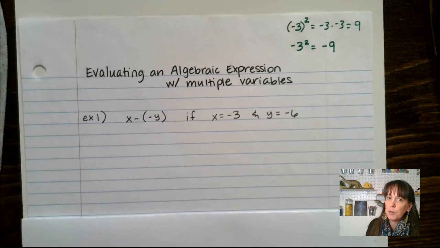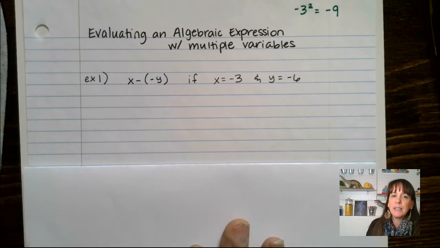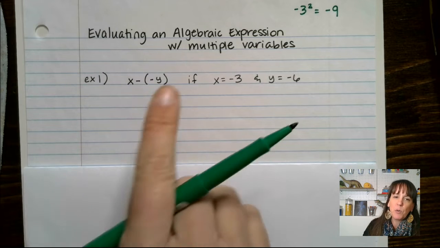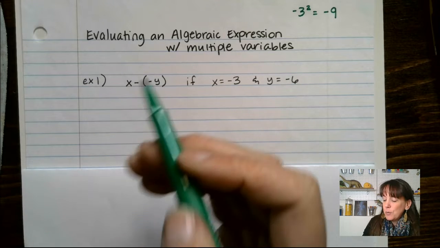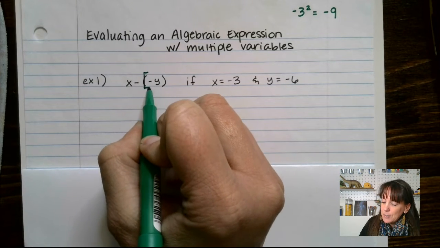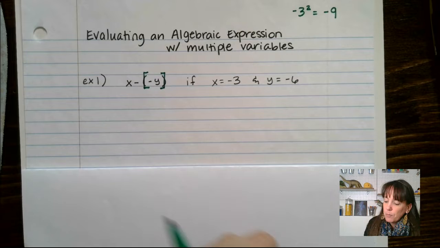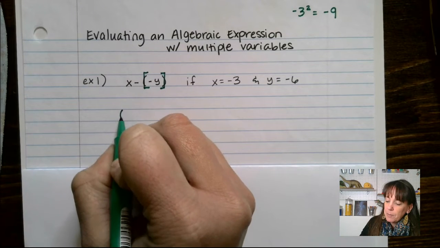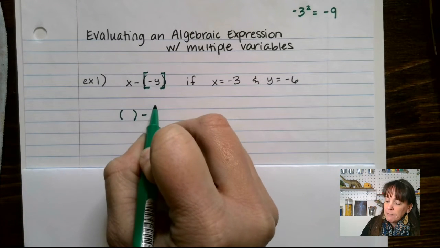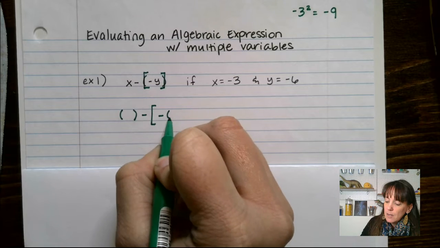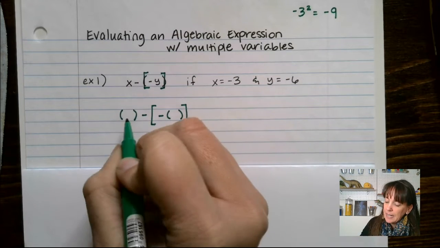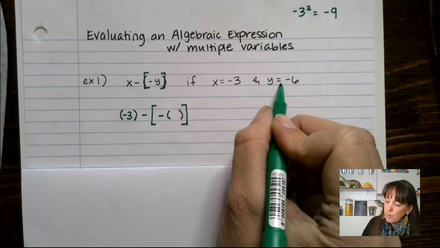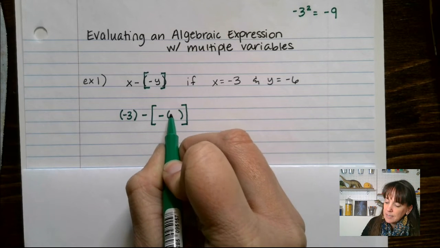Parentheses are super important. What you want to do is put parentheses in for the variables that you're filling in. Since I'm going to be putting in parentheses, I need to change these guys to brackets so I don't mess myself up. So what I'm going to do now is put in parentheses wherever there is a variable. So it looks like this. And then I go back and my x is going to be -3, and my y is going to be -6.